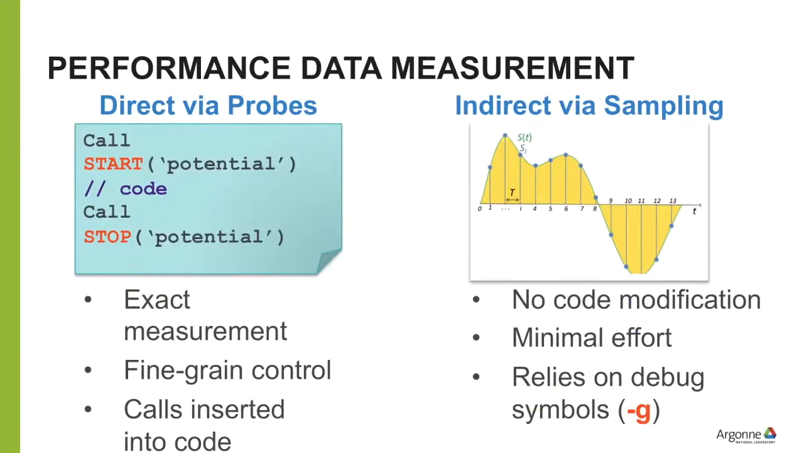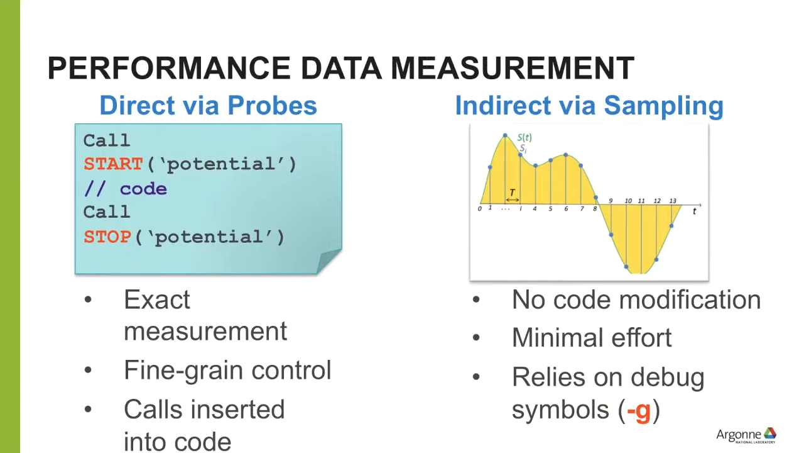Now there are two distinct modes of inserting the hooks. The first is direct instrumentation with probes, where we actually have a start and a stop call for a timer. And within that code region, we can accurately measure the contribution of that code region. It is important to note that you should use this for coarse-grained measurements and not fine-grained measurements, where the time for the execution of the code region is very small.